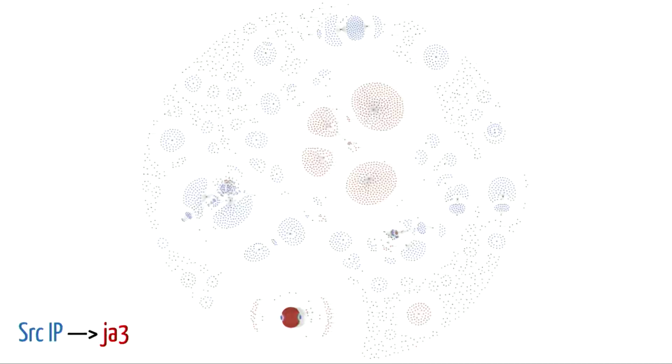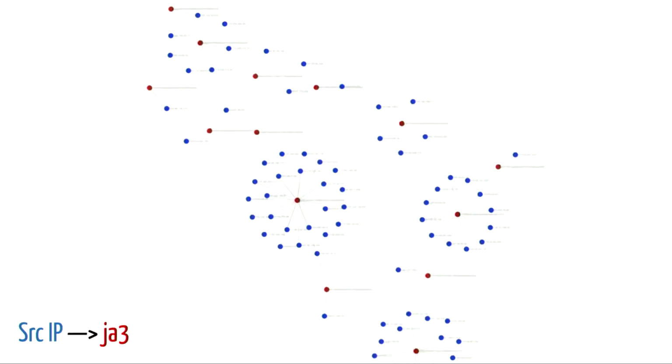As you can see here, there are some clusters. Some are normal and expected, like this. We have one red node in the center, which is the fingerprint, and many IPs around it, which means many IP sources or clients using the same tool. So we have the same JA3 for that, and this is normal. We expect to see that.